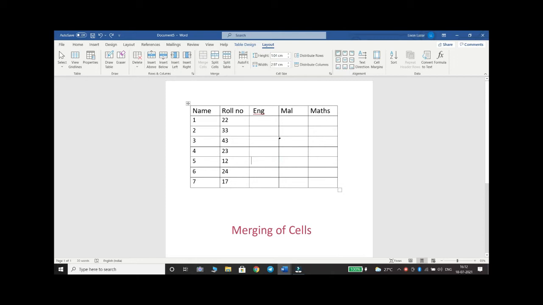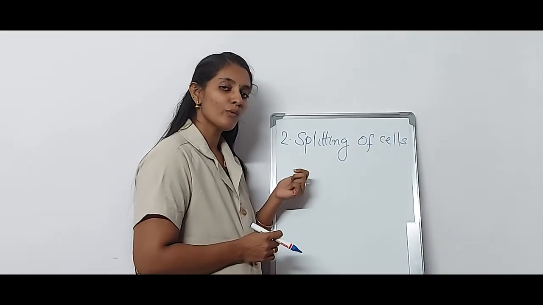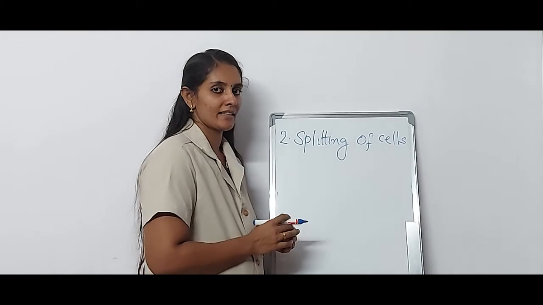To merge a cell, first, select the cells that you want to merge. Then click on the Layout tab. There you can see the option Merge Cells. Click on that. The cells get merged and you will get a single, very large cell. The second one is splitting of cells.